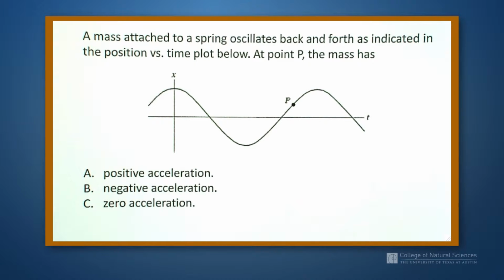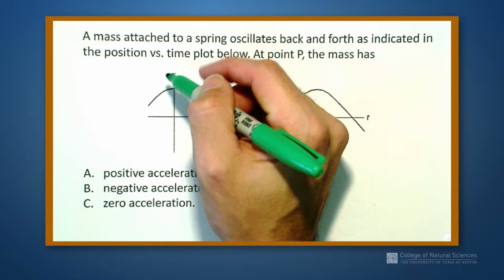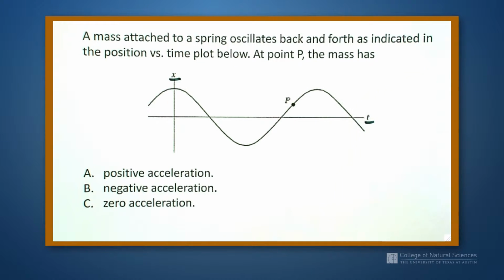This question says that we have a mass attached to an oscillating spring, going back and forth. It oscillates back and forth and is indicated by a position versus time graph. We have position on our y-axis and time on our x-axis. At point P, the mass has what type of acceleration? It's a little bit of a tricky question.